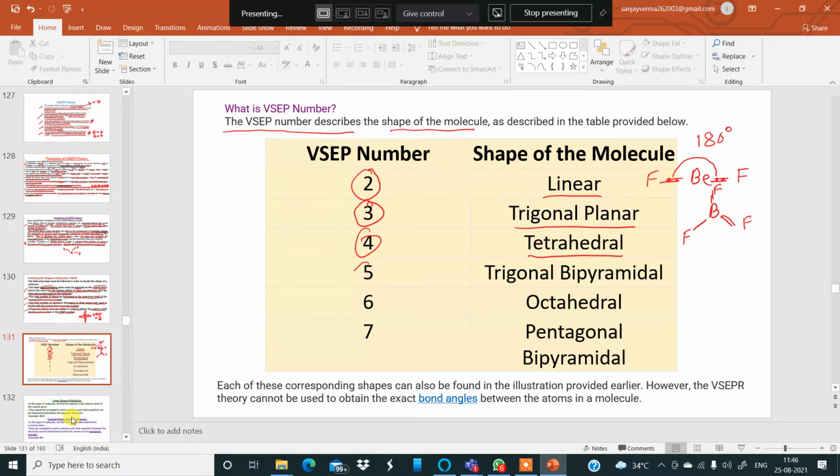Then VSEPR number 5, it is trigonal bipyramidal. I will show you the shapes in the next slides to come. If the VSEPR number is 6, it is octahedral. If it is 7, in the case of IF7, then it is pentagonal bipyramidal. So these are how to get the VSEPR number and the shape of the molecules.